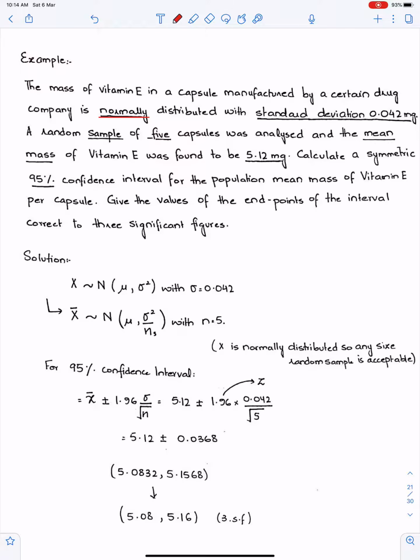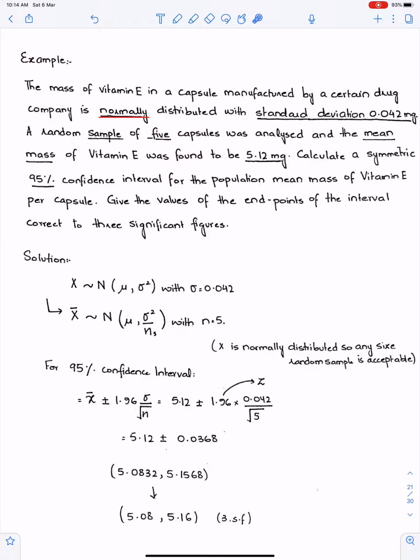Now you understand that this distribution is normal. You know the name of the distribution now. The standard deviation, meaning the variance of the population, is known, it's 0.042. So we have all the very important information: the distribution is normal and the standard deviation is known.